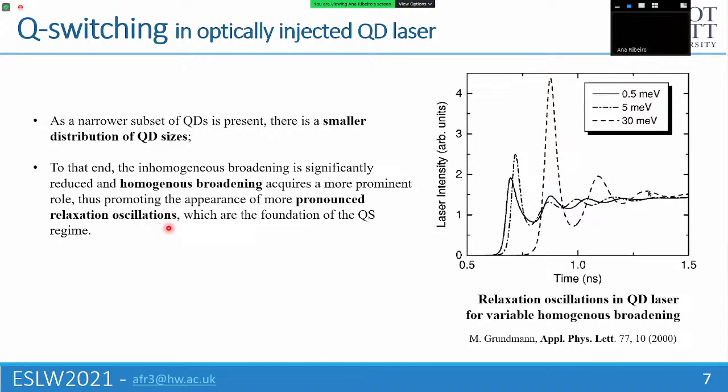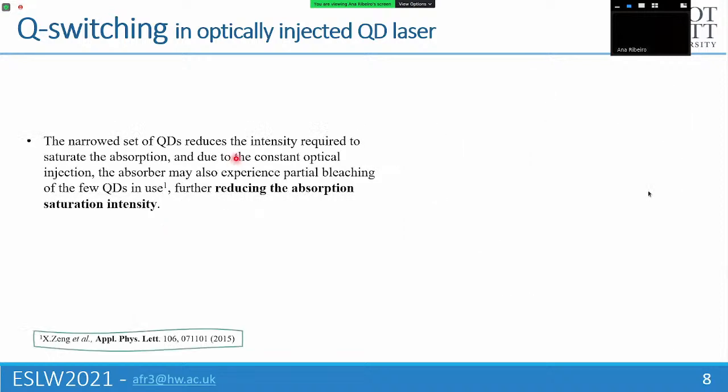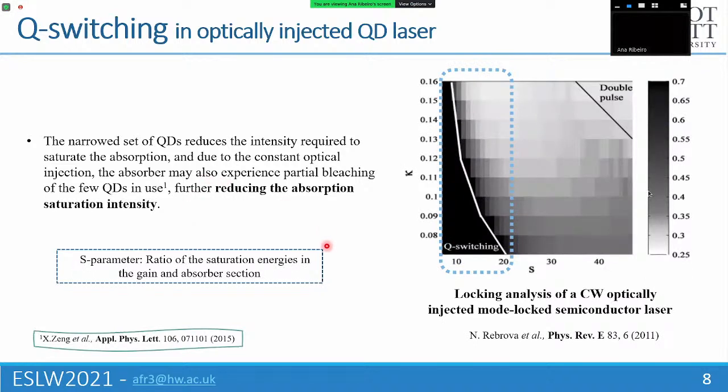Also, adding to this, as we do have the narrower subset of quantum dots, we also reduce the intensity required to saturate the absorption. And due to a continuous optical injection, the few quantum dots in use may also be experiencing some partial bleaching, which further reduces this absorption saturation energy. Returning to the graph I had shown earlier, you can see how, being that the S parameter is the ratio of the saturation energies in the gain and absorption section, since we are reducing the absorption saturation intensity, we are in fact possibly promoting the appearance of a Q switching regime, as you see here.